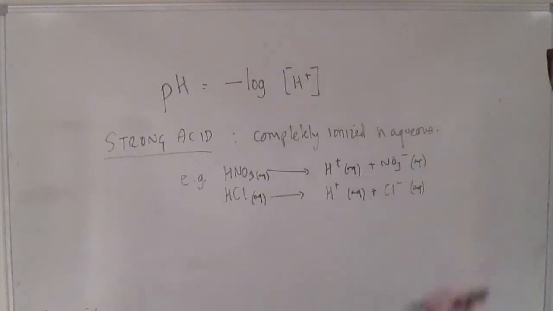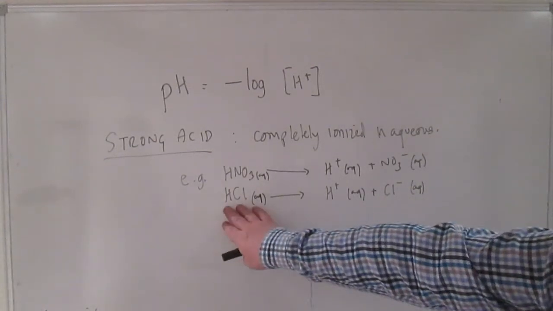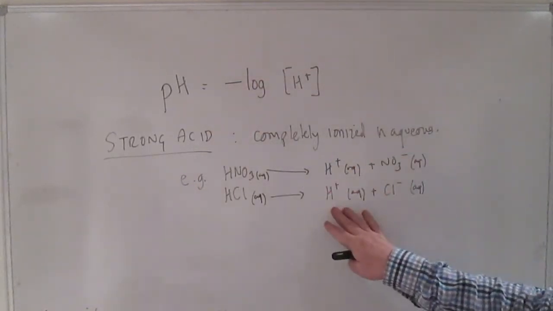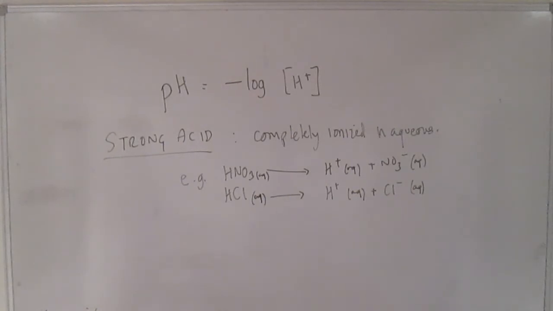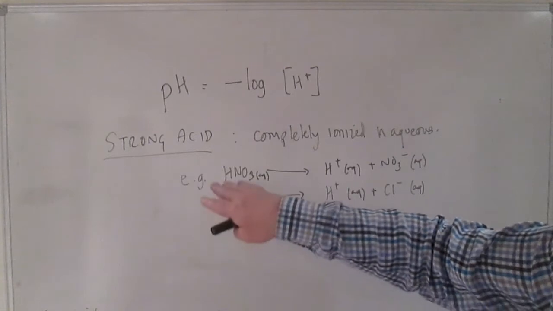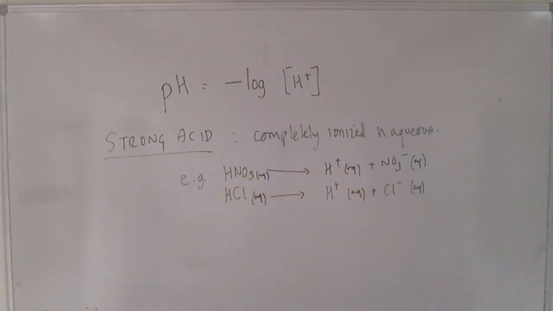And of course that makes calculations very easy, because if we have, say, 0.64 moles per dm cubed HCl, it means that the concentration of H plus is simply 0.64 moles per dm cubed, because each HCl molecule breaks up, and however many of those you have, you'll get that number of H pluses. So that makes the calculations very easy.